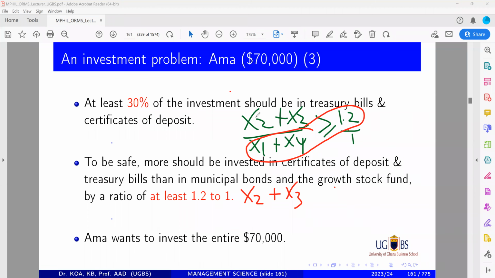It becomes x2 plus x3 greater than or equal to 1.2 x1 plus 1.2 x4. Oh, okay. You've expanded it already. Good. So 1.2 x1 plus 1.2 x4. Yes. So why did I stop that guy? Who can tell me why I stopped the guy when he started? Why did I stop him?